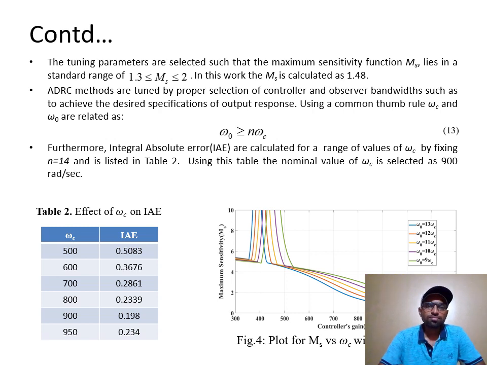By using the integral absolute error method, on the calculation of this IAE, the value of n was selected as 14. Accordingly, we can see from table 2 that when omega c is varied, IAE decreases as omega c increases. At the value of 900 I am getting the optimum value of omega c, because after omega c equals 900, at 950 the value of IAE is further increasing. So the value of omega c is selected as 900 with n equals to 14.